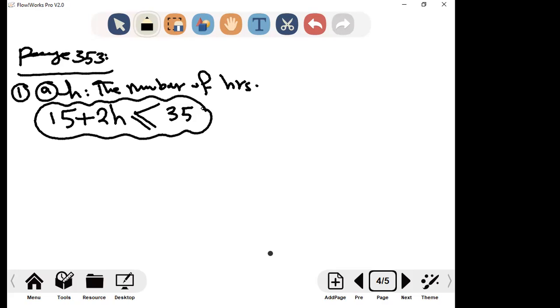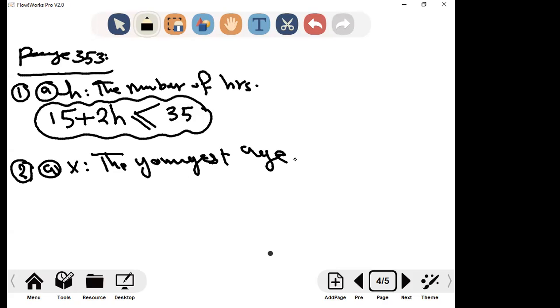But part A asks for an inequality to represent this situation, where X is the age of the youngest brother. So in question two, part A, X is the youngest age. But if X is the youngest, what will the middle one's age be?